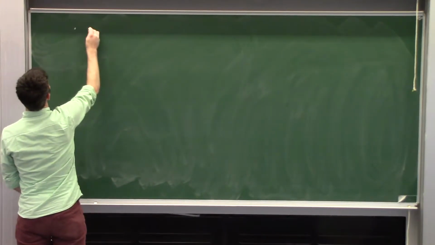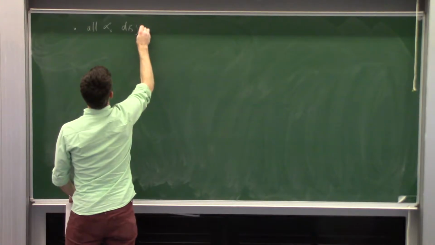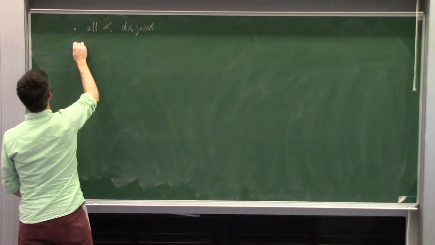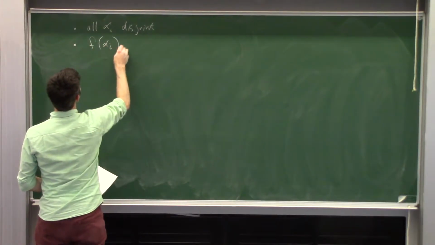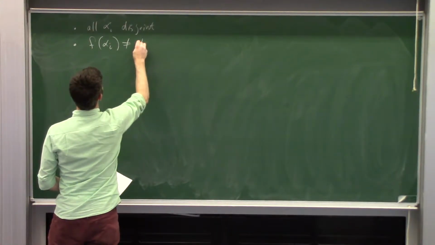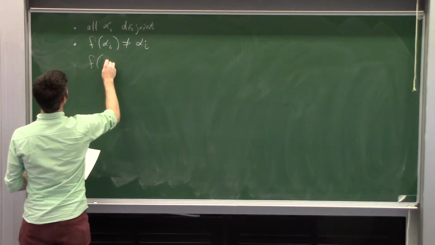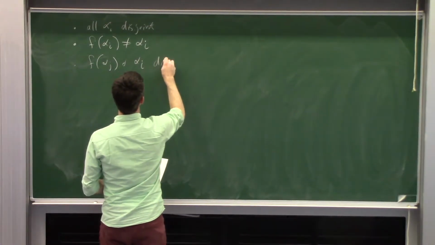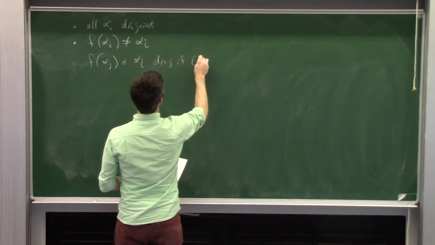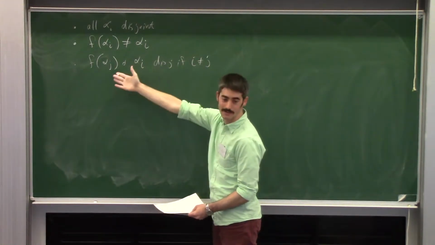So these alphas should all be disjoint, and each one should not be fixed by F. And furthermore, if I look at F of alpha j and alpha I, they are disjoint if I is not equal to j. So they're all disjoint except possibly alpha I and F of alpha I.